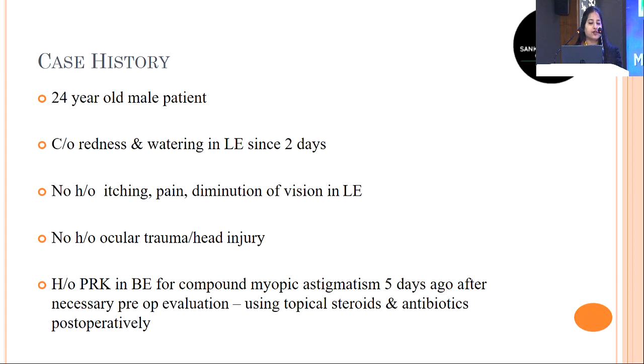A 24-year-old male patient presented to our clinic with chief complaints of redness and watering in the left eye since 2 days. There was no history of itching, pain or diminution of vision, and no history of ocular trauma or head injury. He had undergone PRK in both eyes 5 days ago for compound myopic astigmatism, and he was using topical steroids and antibiotics postoperatively.